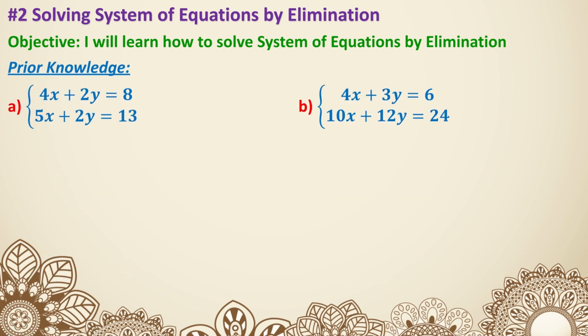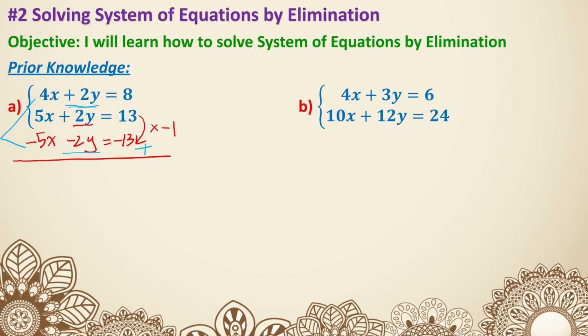Here they are. For question A, you see there are two coefficients that are the same. They're not exactly opposite, but we can easily change one of them to be the opposite. So let's say we want to change this second equation to actually have a -2 right there. We're going to multiply everything by a -1. I'm going to get -5x minus 2y equals -13. And now the first equation and the third equation have a positive 2y and a -2y, so I can easily add both equations together.